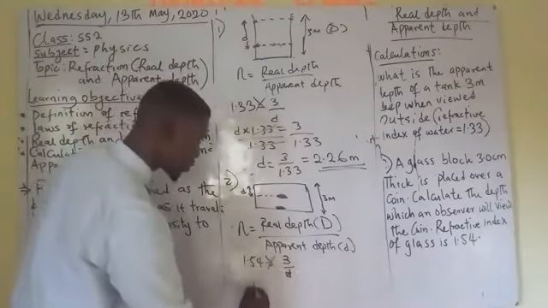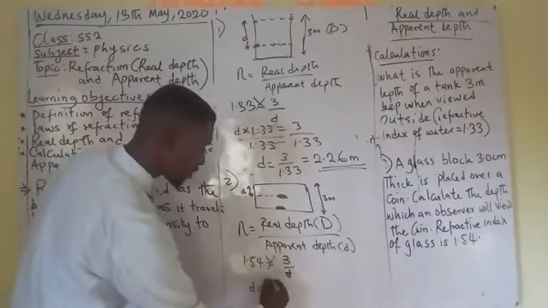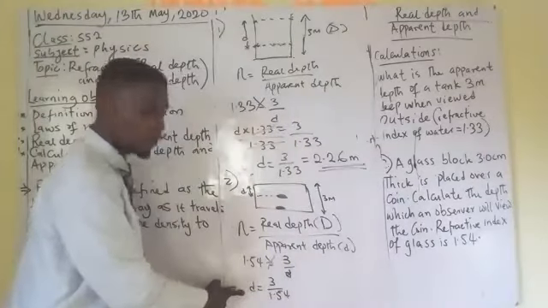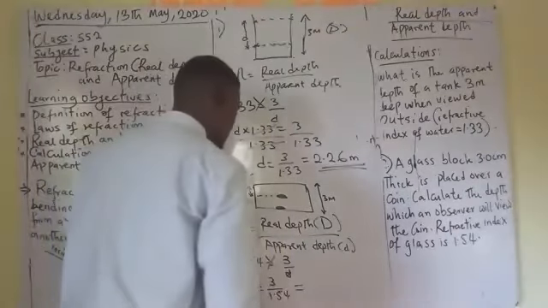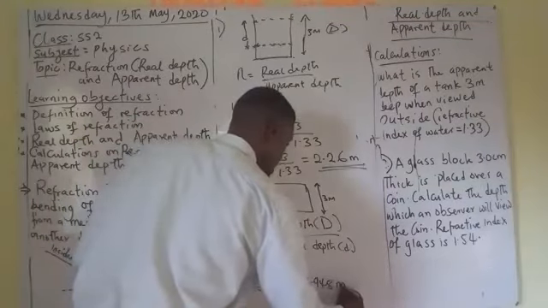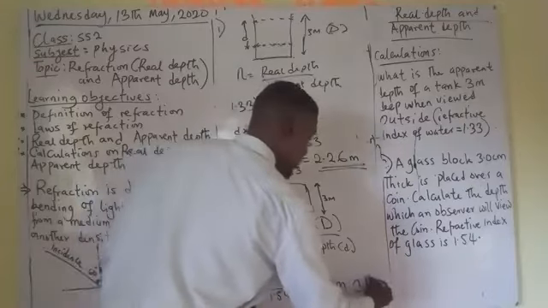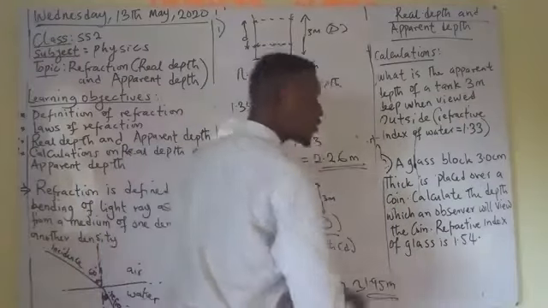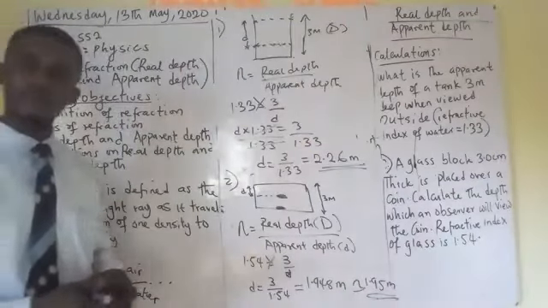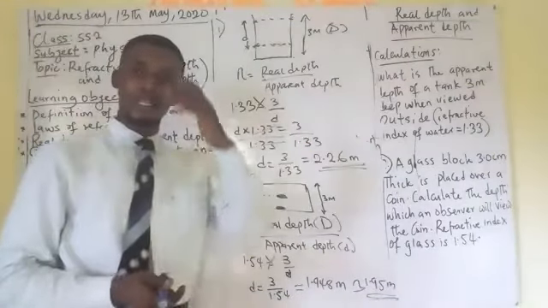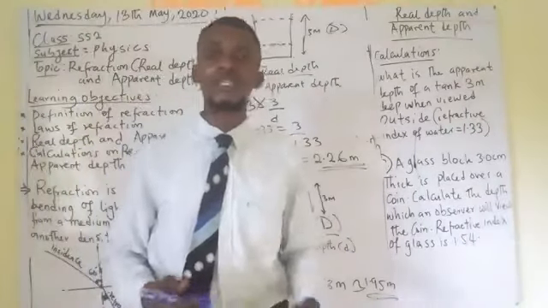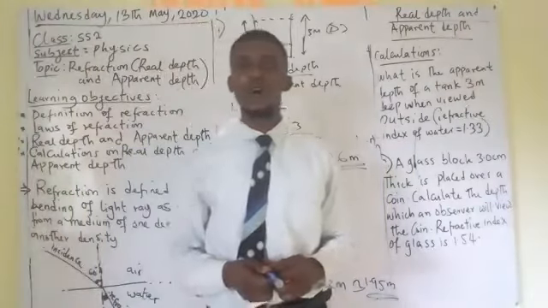So you cross multiply, and d becomes equal to 3 divided by 1.54 when you make d the subject of the formula. If you divide this, it will give you 1.948, or approximately 1.95. So you can see that is how we get the real depth or the apparent depth. At this juncture, I hope you all understand what real depth and apparent depth is all about.